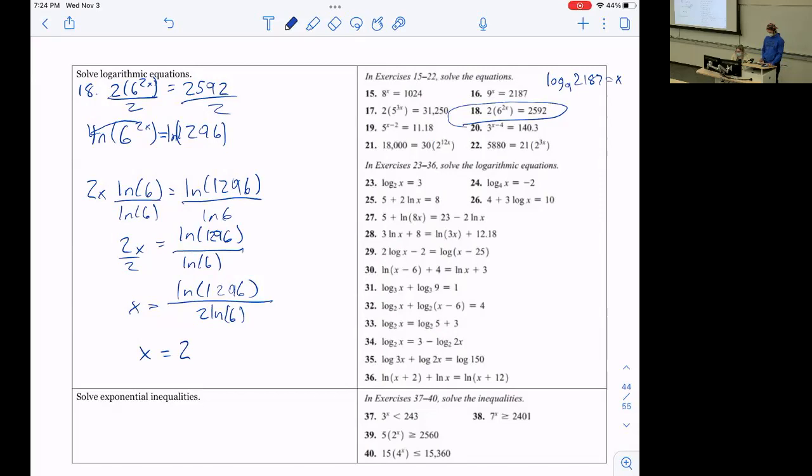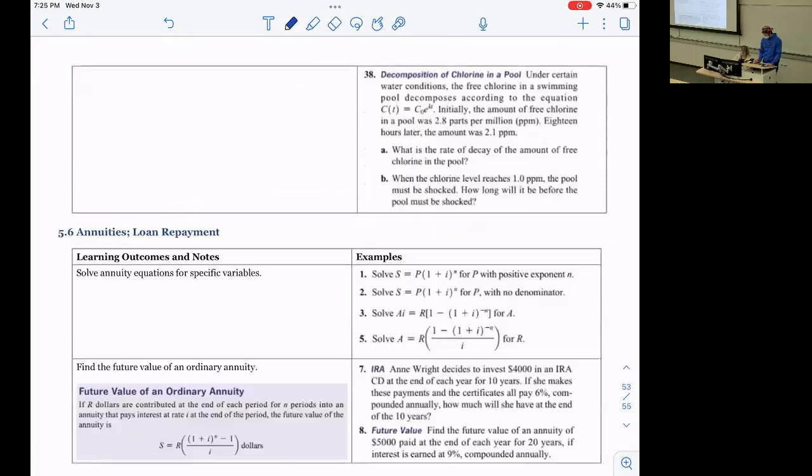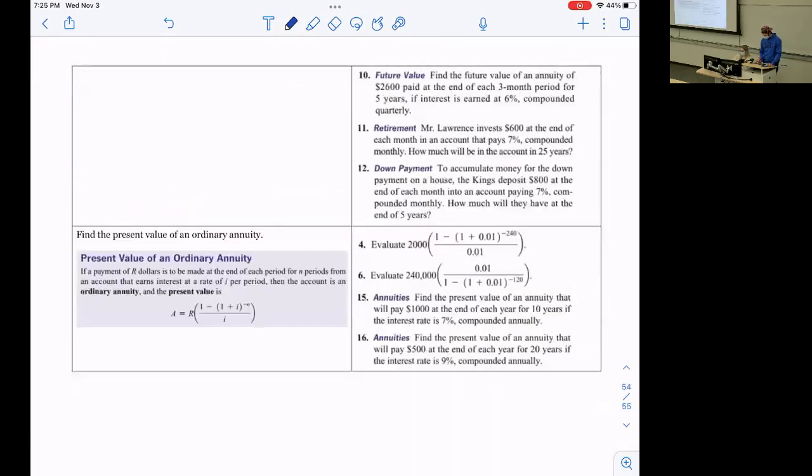Can we go over number 15 on page 54? Number 15, okay. Find the present value of an annuity that will pay $1,000 at the end of each year for 10 years if the interest rate is 7% compounded annually.